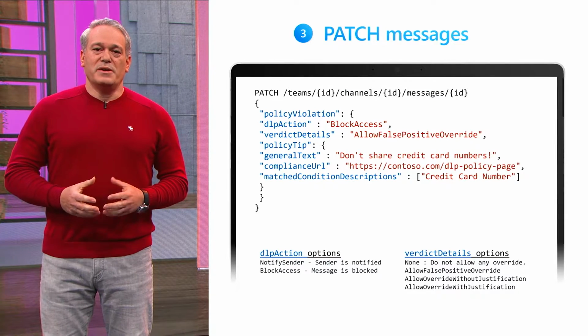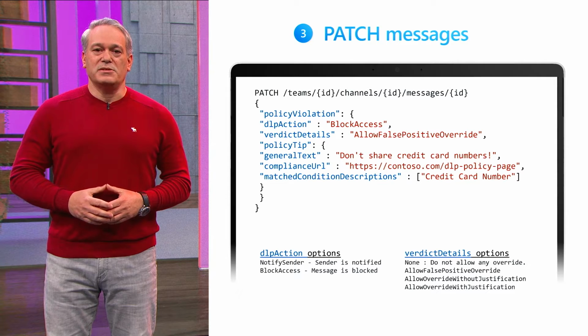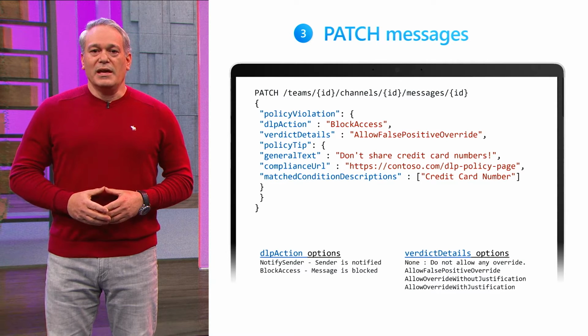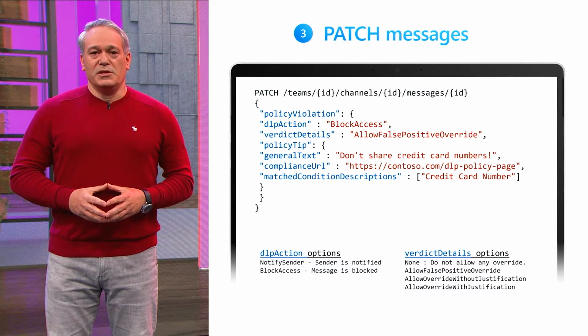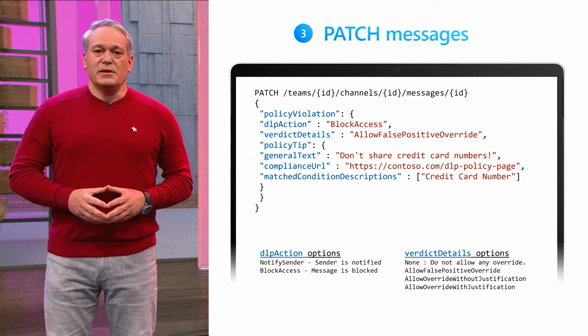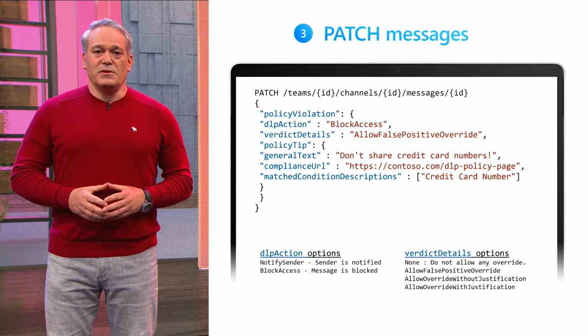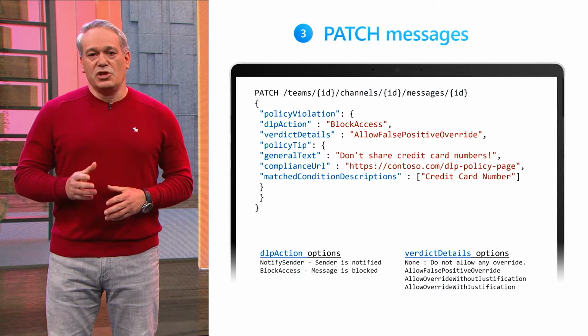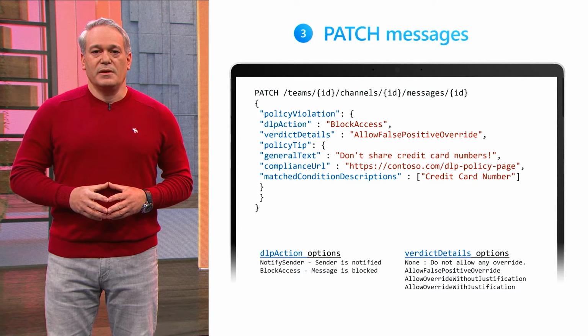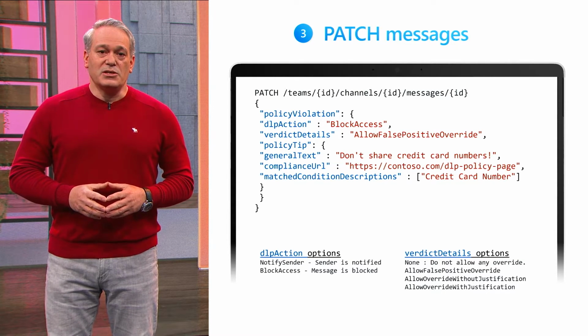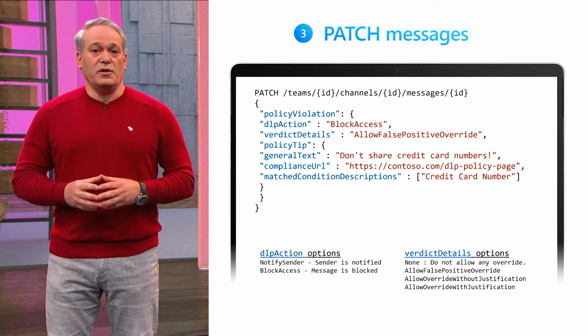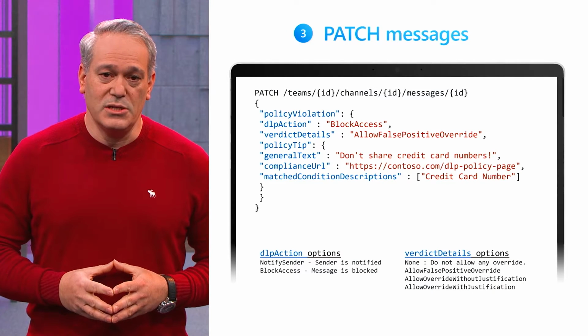You will use the Patch Message API for the specific message resource that you want to block, added with the policy violation payload as shown. In this case, we are patching a channel message using the full resource data for its Teams channel message IDs. You can specify a DLP action to block access and/or notify the sender of the violating message.